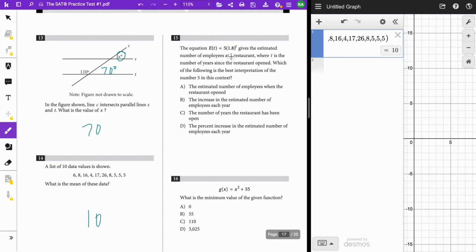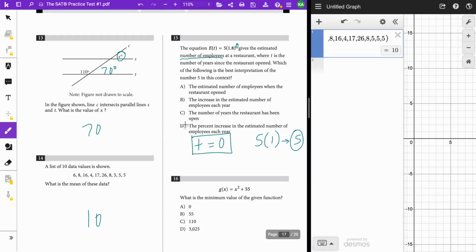And so if t was 0, if we plug 0 in for t, that means that the number of years is 0. That basically means the restaurant hasn't opened yet, or it's just at the very beginning of opening, right? It's just opened. How many employees would there be? Well, anything to the 0 power, remember, if we plug in 0, 1.8 to the 0 is just 1. So we end up getting 5 times 1, which of course is just 5. So that means that the number of employees was 5 when the restaurant first opened.